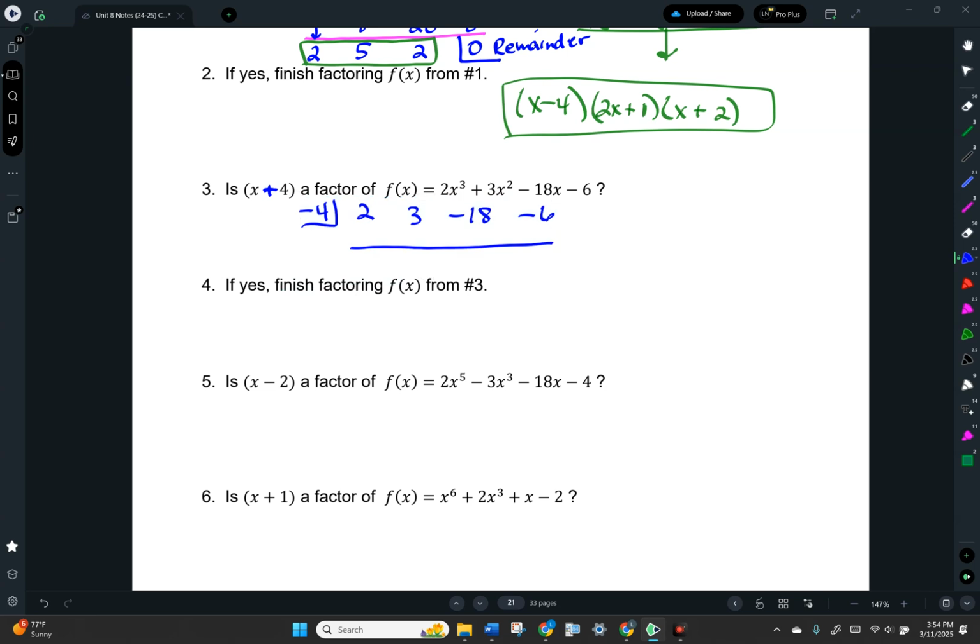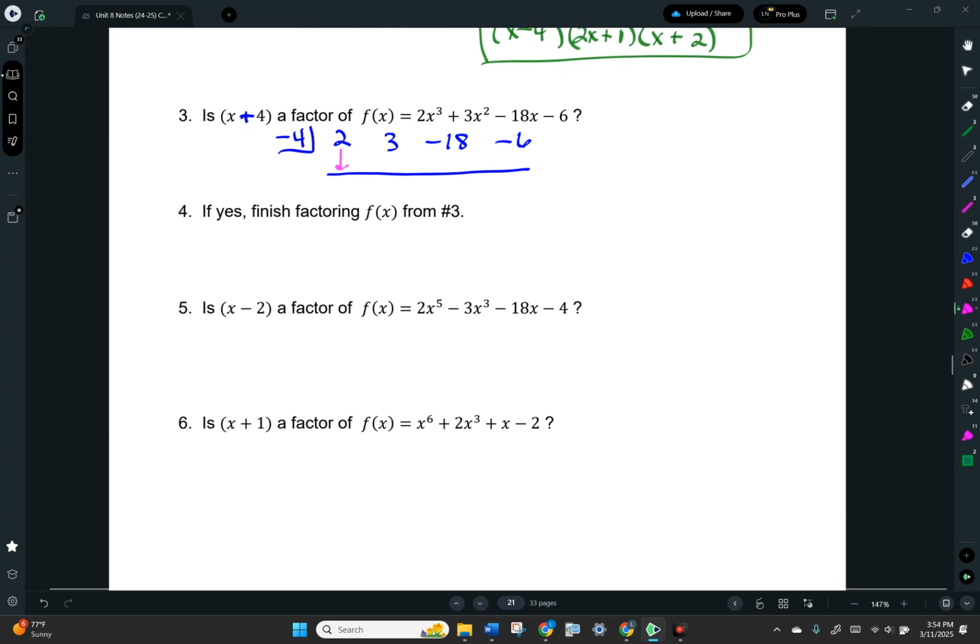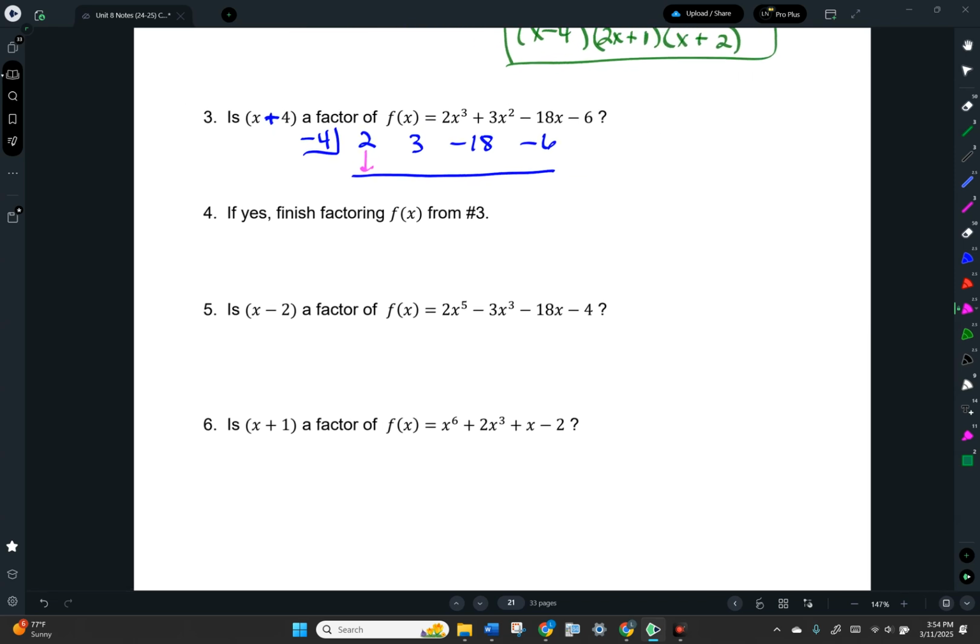Okay, so remember the key is you get started by bringing that first number straight down. So if I bring the 2 straight down, I've got a 2. So then you multiply by the outside. Negative 4 times 2 is negative 8. Okay, you add straight up and down, so that's going to be negative 5. Okay, you multiply by the outside. Negative 4 times negative 5 is 20.